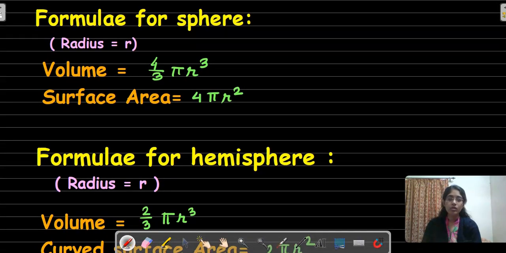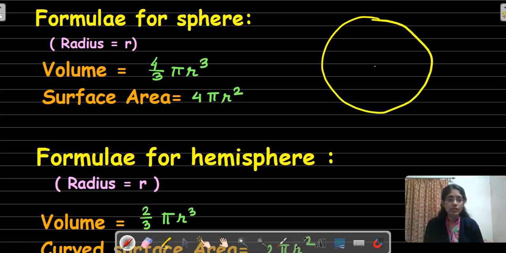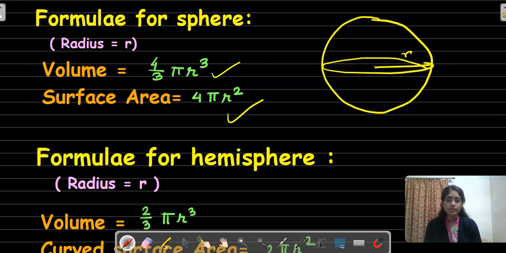Now let's see what is the formula for a sphere. So a sphere of radius r, its volume is 4/3 pi r cube and its surface area is 4 pi r square.